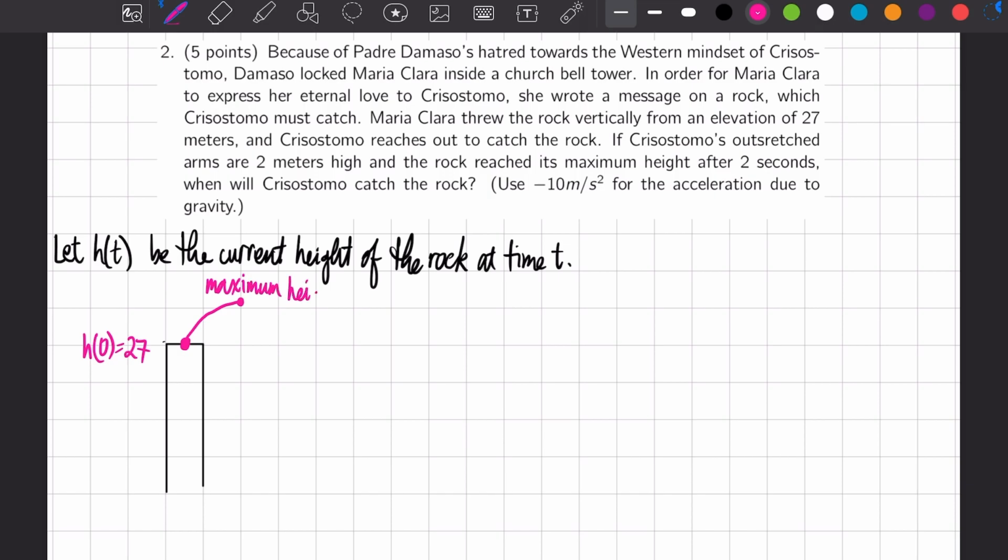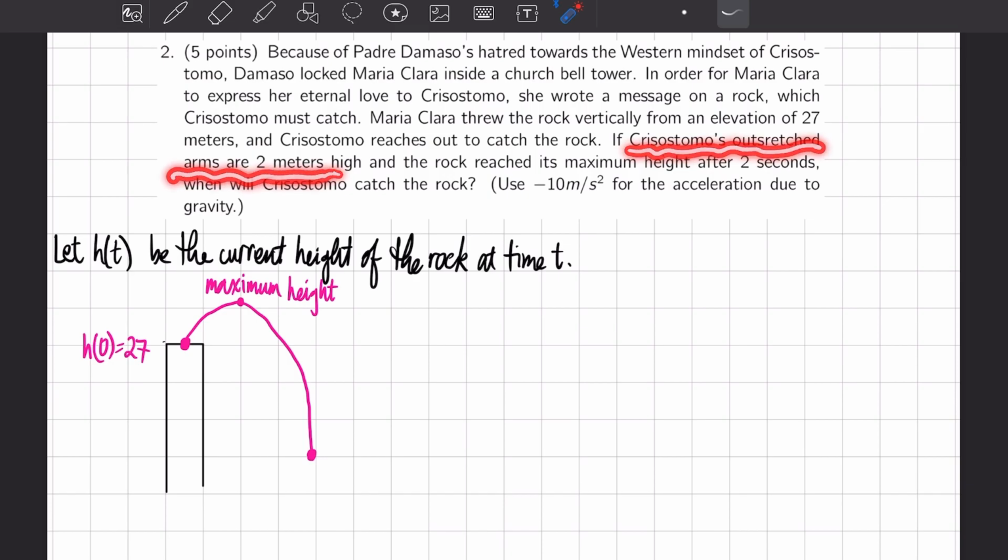Maximum height. And what will happen once you reach the maximum height? What will happen is that the rock will fall down. The rock will fall down until Crisostomo catches the rock. And what we know here is that Crisostomo's outstretched arms are 2 meters high.